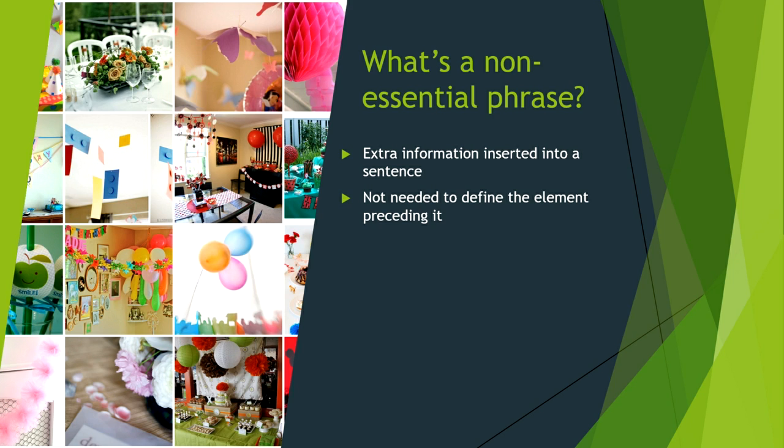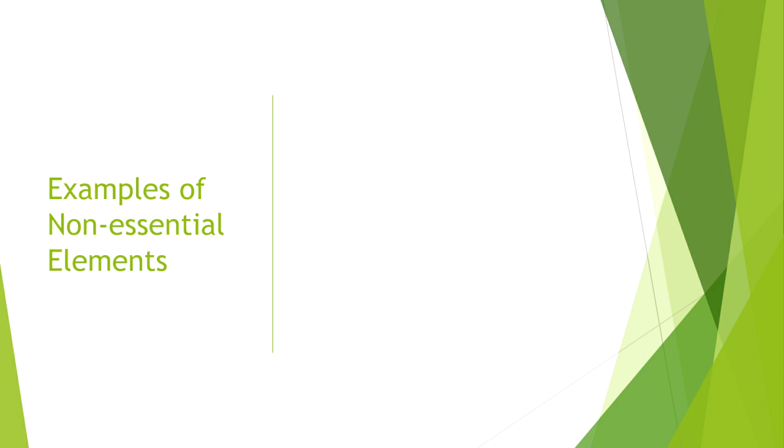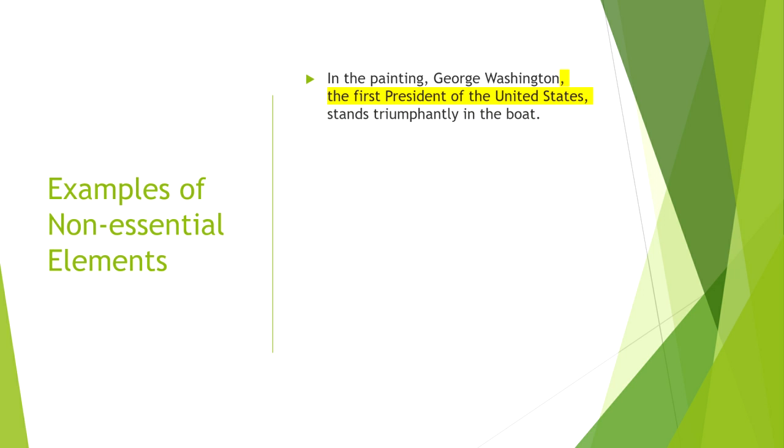So if it were an essential element or an essential phrase, it would be necessary to truly understand the sentence. Non-essential phrases are not. They are extra information, helpful information perhaps, but not essential to the meaning of your sentence. So unlike essential phrases, they should be placed within commas. Okay, so when you insert these phrases into your sentence, you need to remember to put the commas around that. Okay, so here are some examples of non-essential phrases.